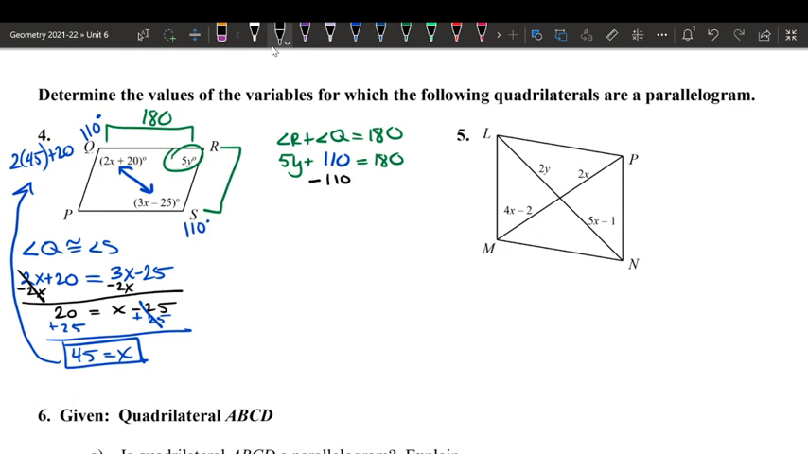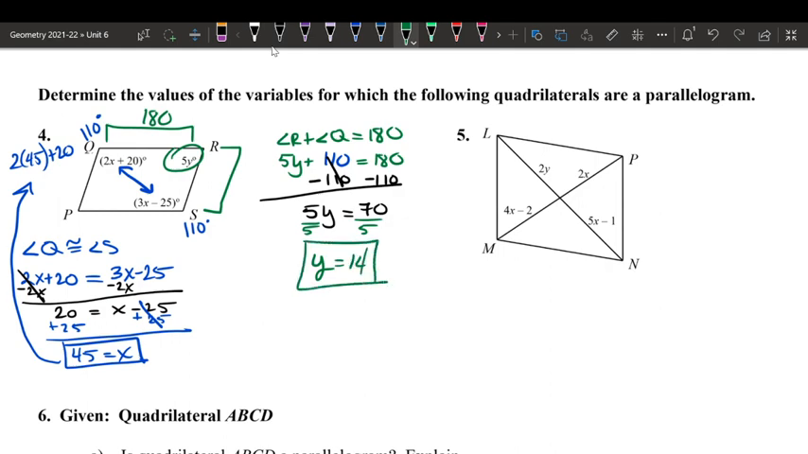So I can solve for y by getting it by itself. Subtract 110. So 5y equals 70. And then you can divide by 5 to find out that y is 14. Because you will have some of these that have two variables, and you have to figure out which one to solve for first. The one that you have more than one of, that's the one you'll solve for first.